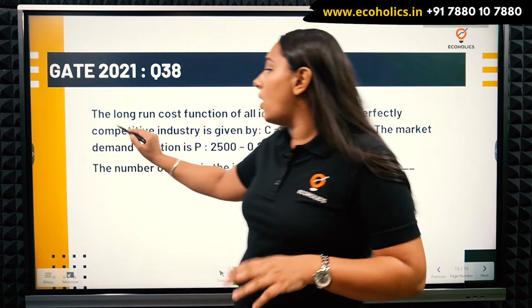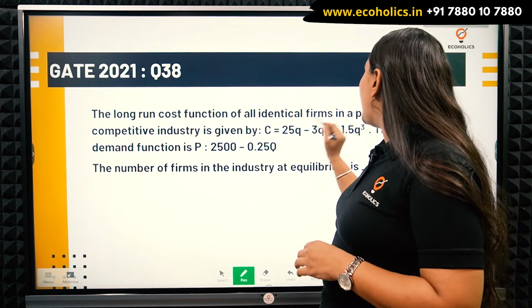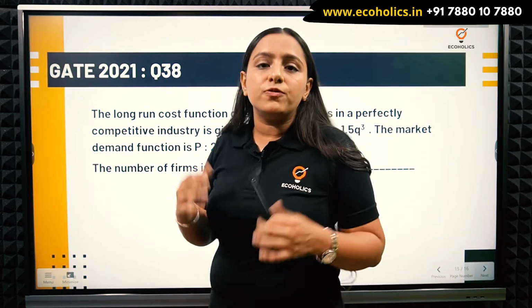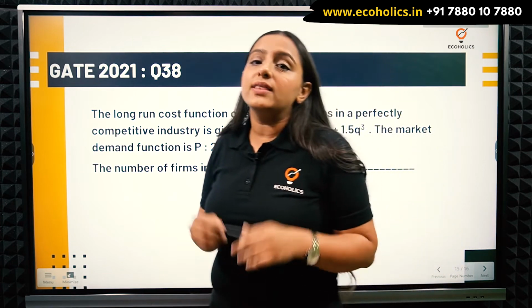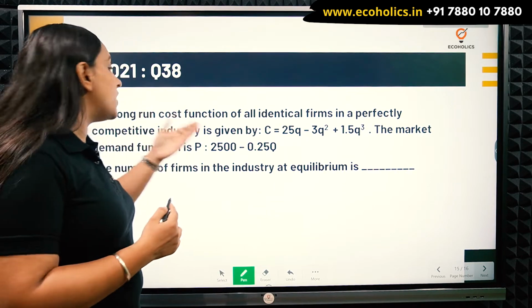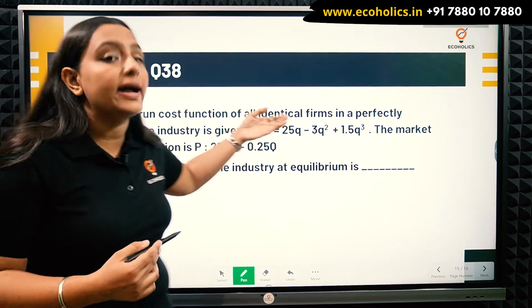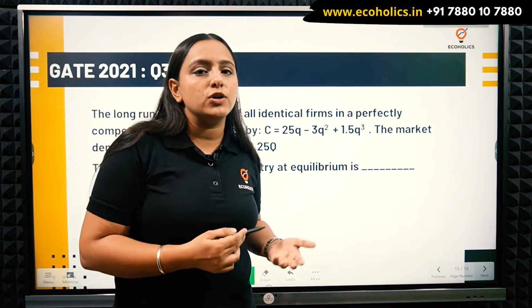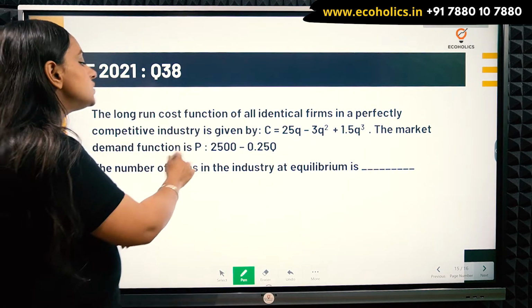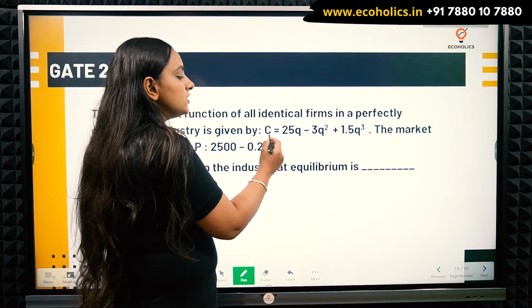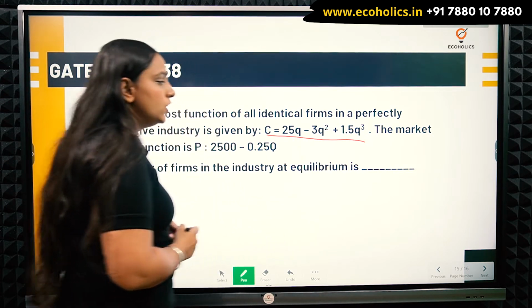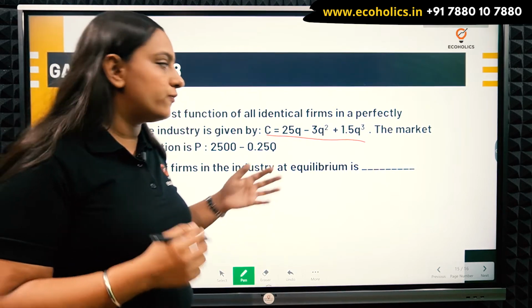It says that the long run cost function of all identical firms in a perfectly competitive industry. When we talk about a perfectly competitive industry, we know that the firms are going to be price takers. They have given us the cost function of these firms. They are totally identical, which means they are producing homogeneous products, and their cost functions are also identical. The cost function is given by C equals 25Q minus 3Q square plus 1.5Q cube. That's the cost function of each and every firm.